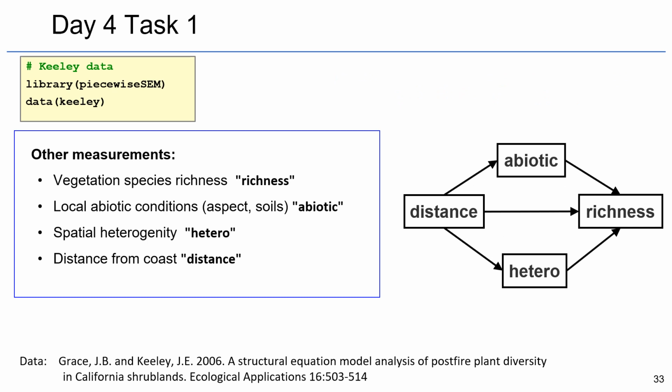And now the model that you have to use in this task is presented here. So the species number or richness is affected by abiotic conditions and by heterogeneity of plots, which in turn are affected by the distance to the coast. And also distance to the coast has a direct effect on the richness.